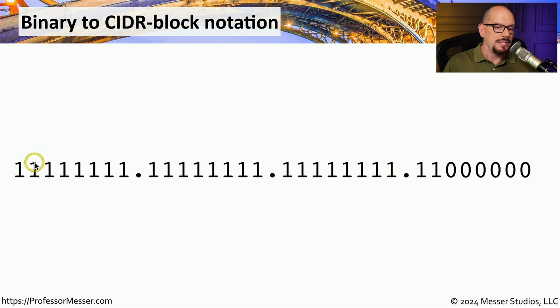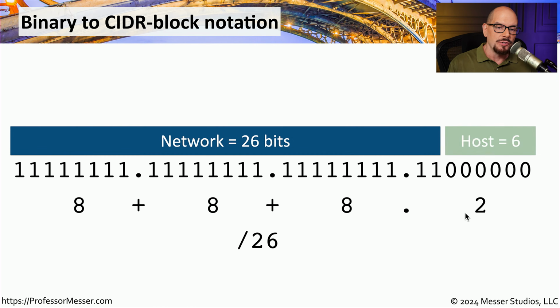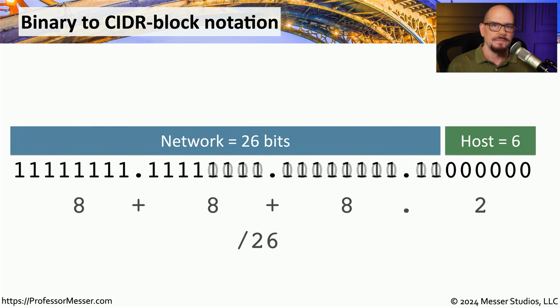Let's do another one. In this example, the first 3 octets are all ones, but the last octet has 2 ones and 6 zeros. So let's count the number of ones in this subnet mask. There are 8 in the first octet, 8 in the second octet, 8 in the third octet, and 2 that are in the fourth octet. If we count all of those together, we have 26. So the CIDR-block notation of this subnet mask would be /26. The /26 means that the first 26 bits of this address are the network part of the address, and the last 6 bits are reserved for the host ID. And here's one more.